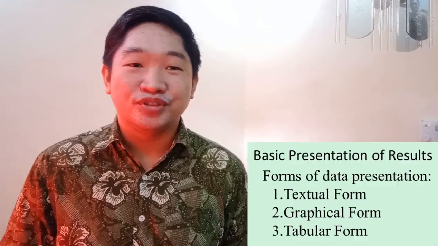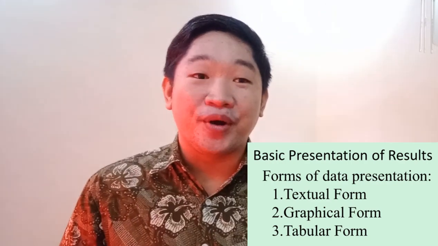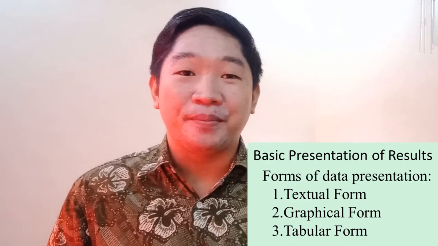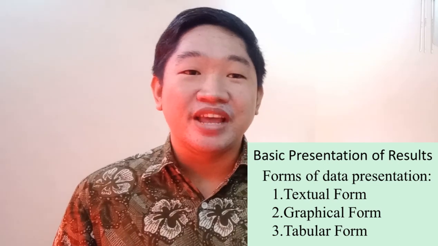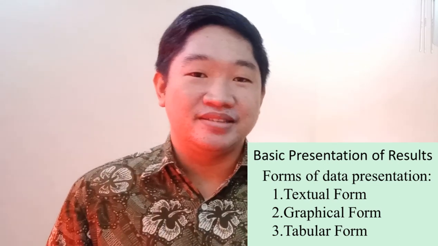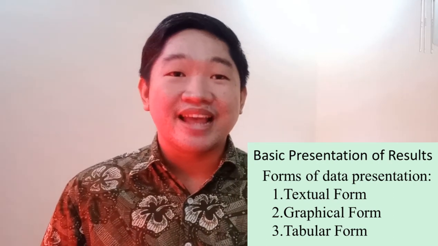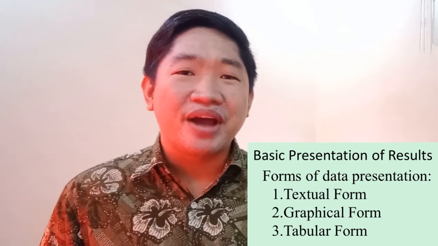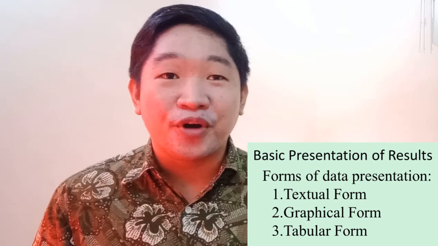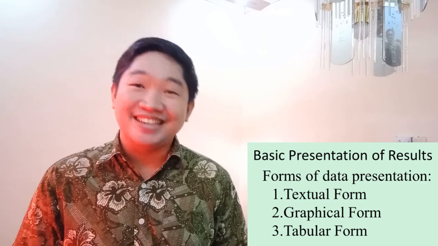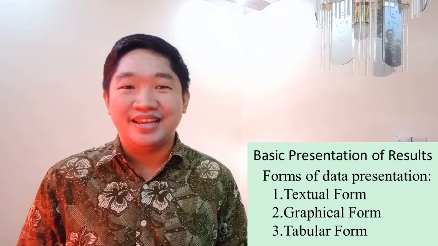There are three forms on how we could present our data. First is the textual form. Second is the graphical form. Third is the tabular form. Textual form means the use of words or numbers in the presentation of results. Results are presented in sentence form. When we say graphical form, we use graphs. When we say tabular form, we use tables. Easy so far. But we cannot just use any of these forms aimlessly.